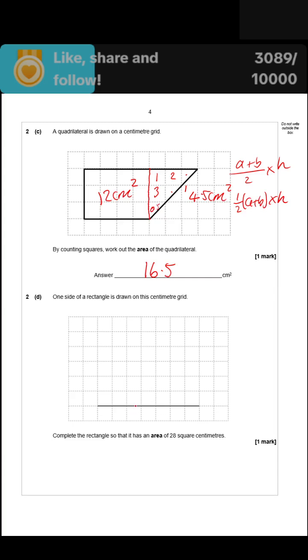On to part 2D. So one side of the rectangle is drawn on the centimetre grid. Complete the rectangle so it has an area of 28 centimetres squared. So the first step, just count how many we've got on the bottom one. So we've got 1, 2, 3, 4, 5, 6, 7. So 7 times by something is equal to 28. The something is going to be 4, which means we need a height of 4.